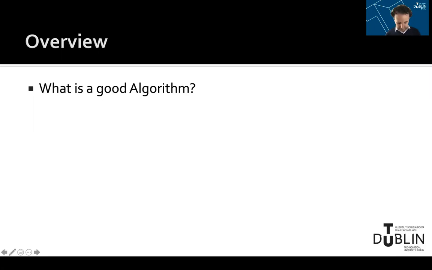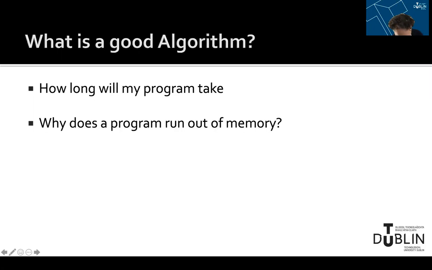So the first thing you have to ask yourself is, what is a good algorithm? Now, this can have two different things. How long would the program take? Does the program run out of memory? And maybe also, is it readable? That's less important, but it's important for what you do.